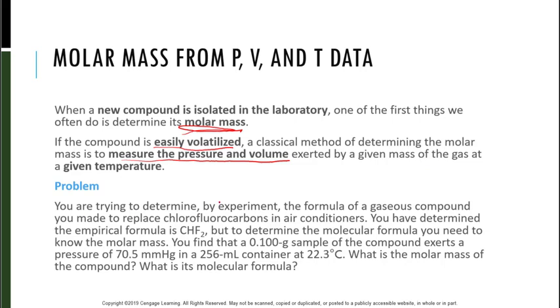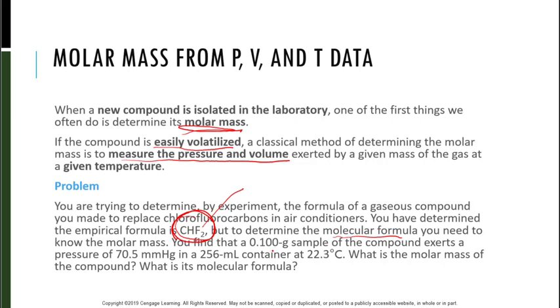You're trying to determine by experiment the formula of a gaseous compound you made to replace chlorofluorocarbons in air conditioners. You have determined the empirical formula is CHF2, but to determine the molecular formula, you need to know the molar mass. We can find the empirical mass, but remember, to find that molar mass, we need to know how many times this is multiplied. Is it by 2? Is it by 3? Is it by 4?